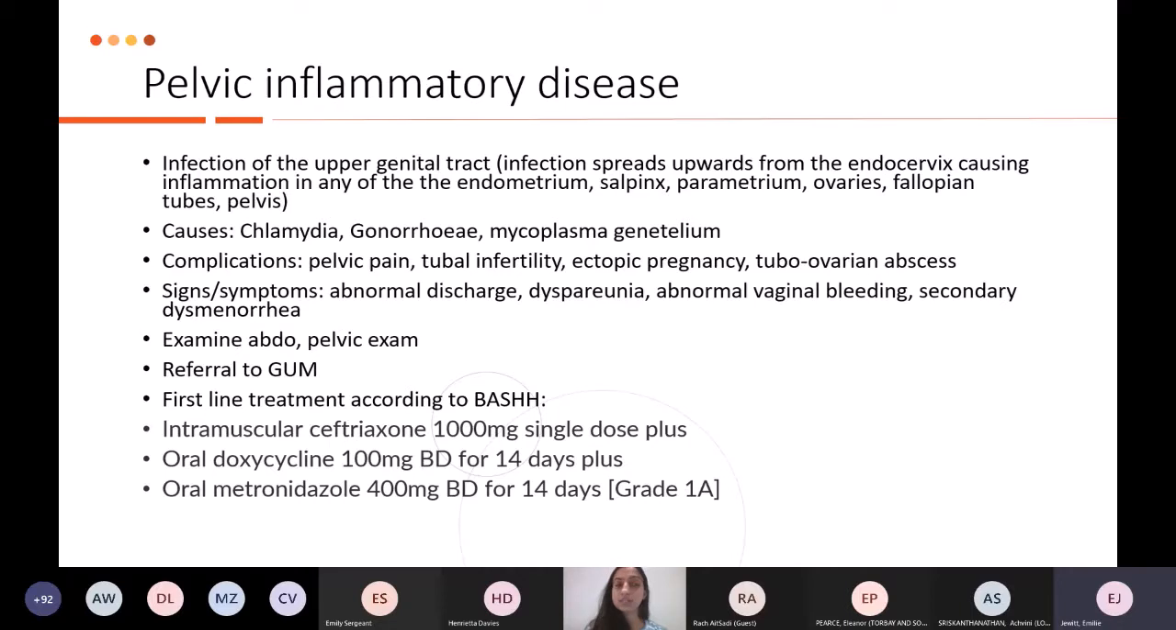So these women you would examine. You would do an abdominal examination where you might find tenderness, and then you would do your PV exam as well. You might find some adnexal tenderness or cervical motion tenderness or uterine tenderness as well when you do your bimanual examination.